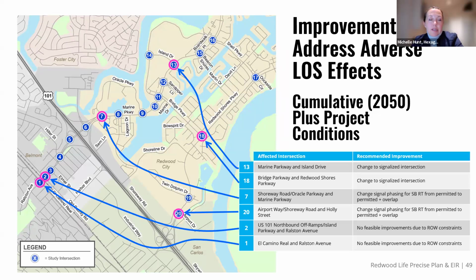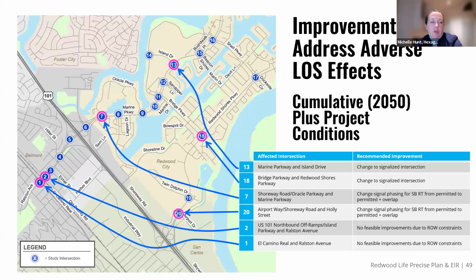Intersections number 7 and 20. So 7 is at Shoreway Road, Oracle Parkway, and Marine Parkway. And then intersection 20 is Airport Parkway, Shoreway Road, and Holly Street. At those two intersections, we can improve the level of service by changing the signal phasing to allow the southbound right turn to operate at the same time as the eastbound left turn. That's called an overlap phase. With that change, those intersections would improve and operate at an acceptable level.